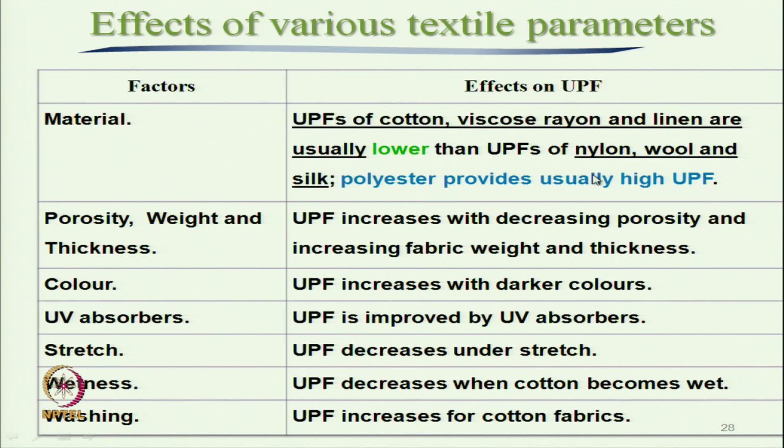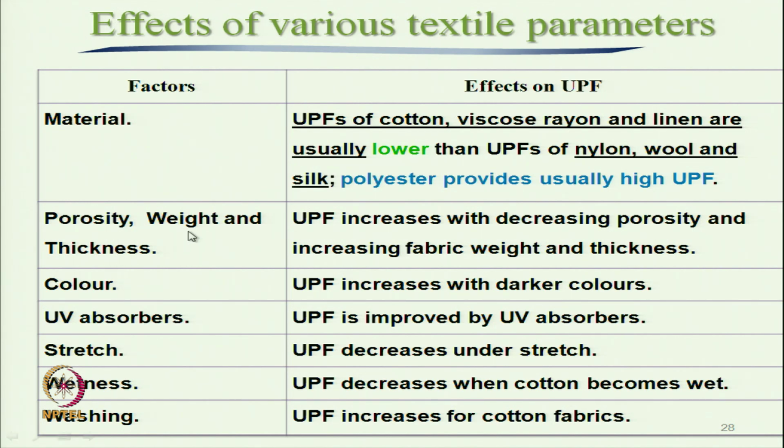So, in terms of material selection, as far as UPF is concerned, for UV protective textile we must use this type of clothing. Polyester is preferable here. If we want to use cotton or viscose, we must use an extra ultraviolet protective finish.